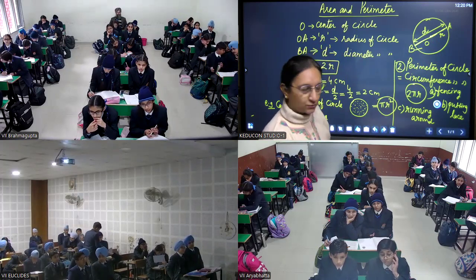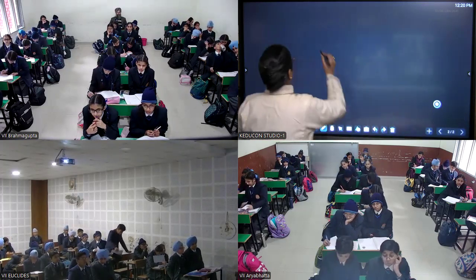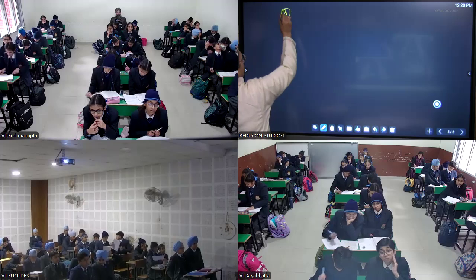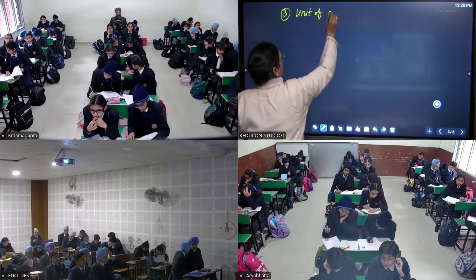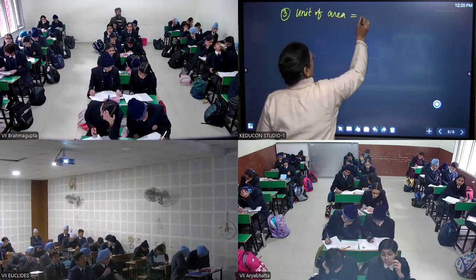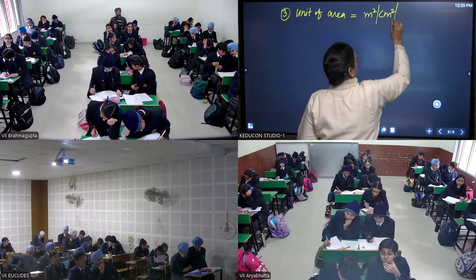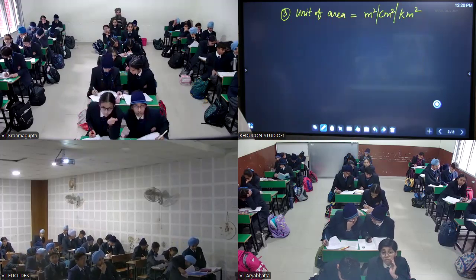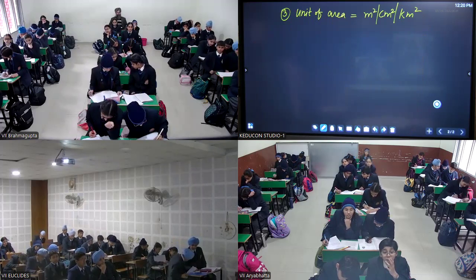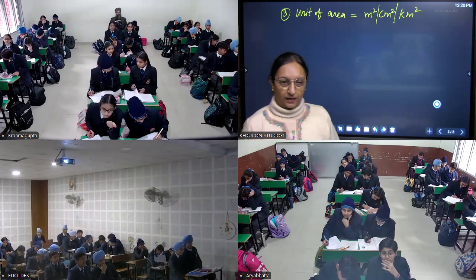Centimeter square. Okay, let me write it over here, third point. Unit of area is equal to meter square or centimeter square or kilometer square, whatever is given to you. It will come in square. Why? Because we are doing r square.